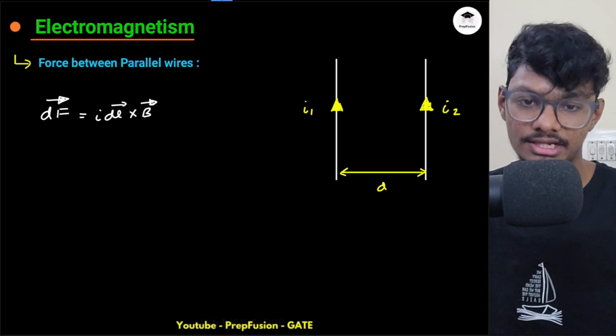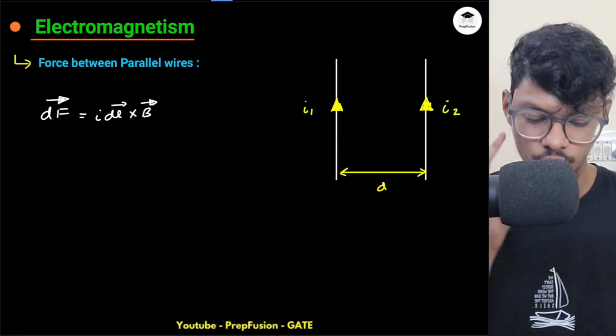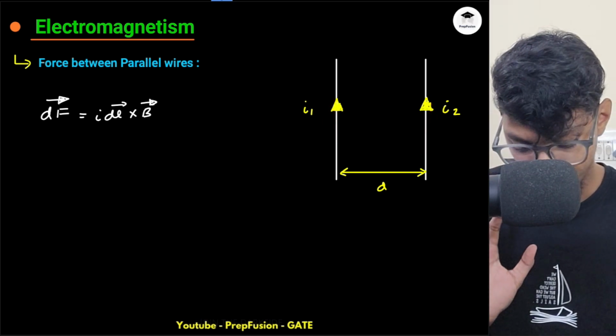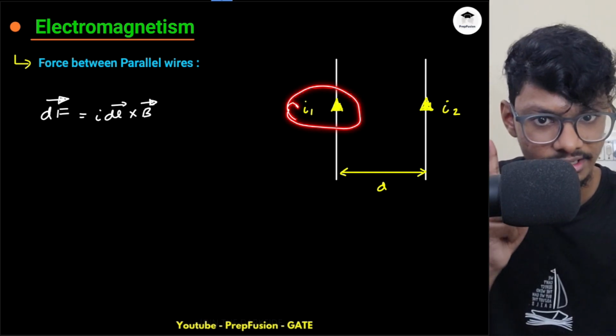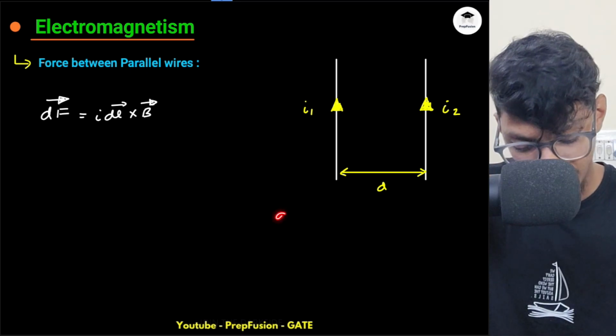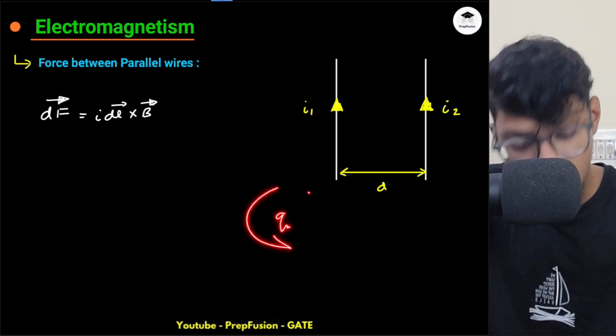So there is the last concept, that is, the force between two current carrying conductors, two parallel lines. If you have two parallel lines, what will be the force between them? Obviously this current carrying conductor can't have a force on itself, just like a charge can't apply a force on itself due to its own electric field.